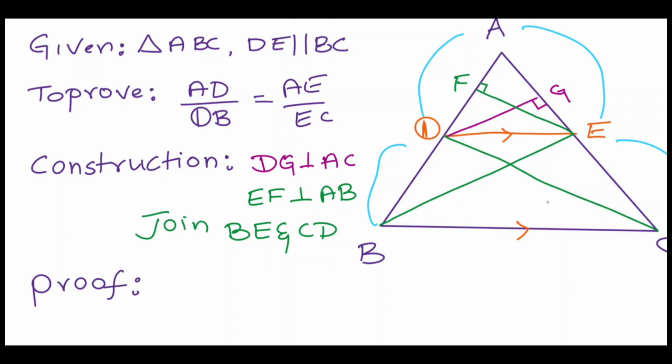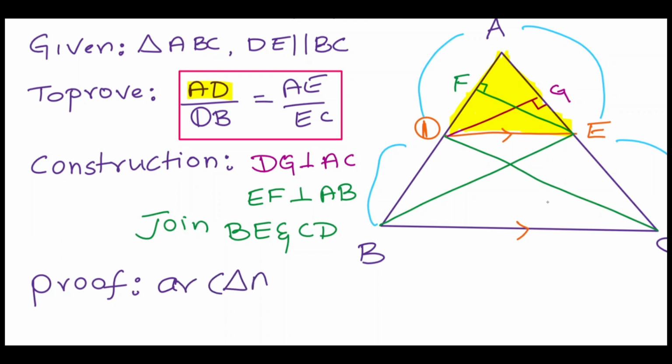Just observe what we are going to prove. From here itself, I'm going to prove the entire theorem. Now, AD by DB. I'm going to consider AD as the base of the triangle. If AD is the base, which triangle will we get here? Shall I take triangle ADE? Yes. Write down the area of triangle ADE.